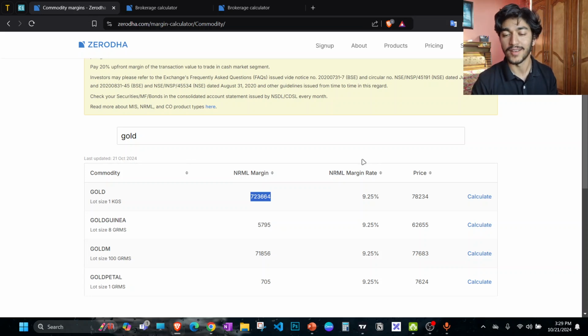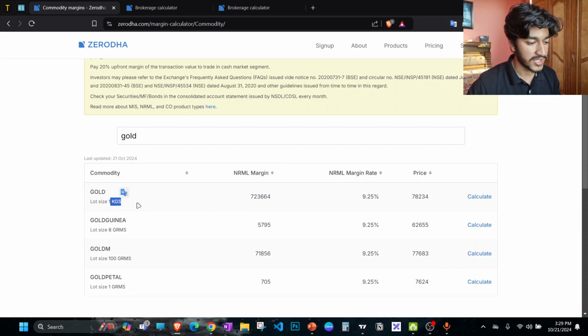Another thing you can do, if you want to go in directly, is that smaller versions of these contracts are also available. Let's say you want to trade gold. Gold is available to trade in four different types. The first one is gold, where the lot size is 1 kg and the margin requirement is 7 lakh 2364 on the current basis. This is the margin required, the amount that you need in your account.